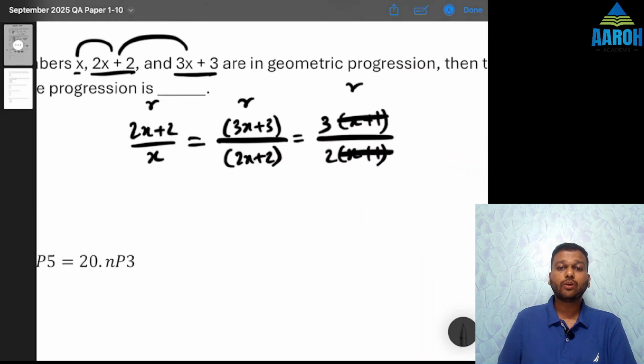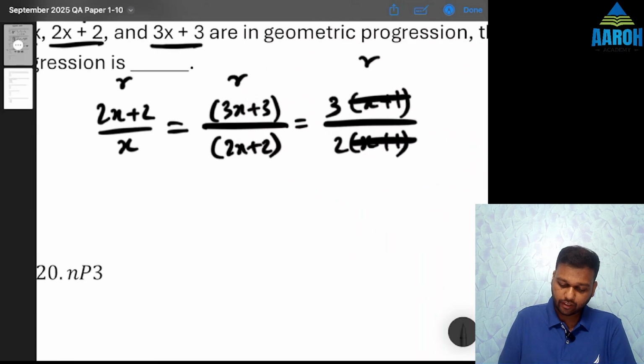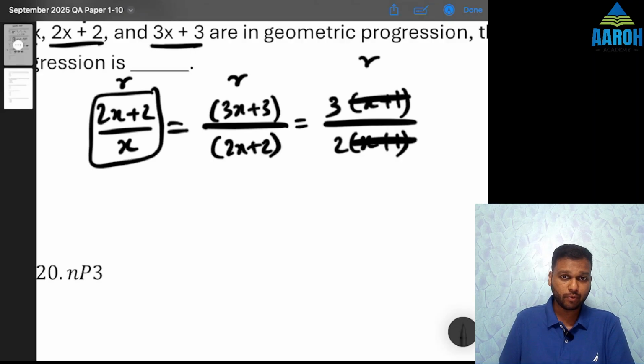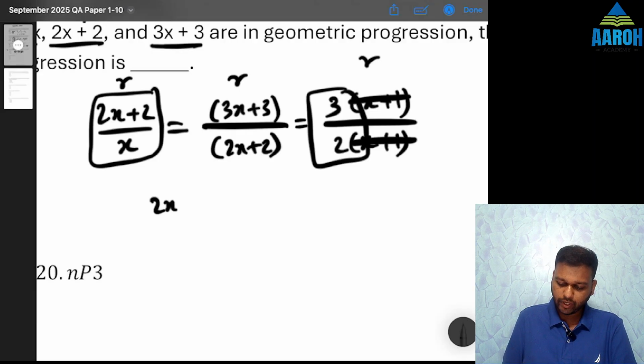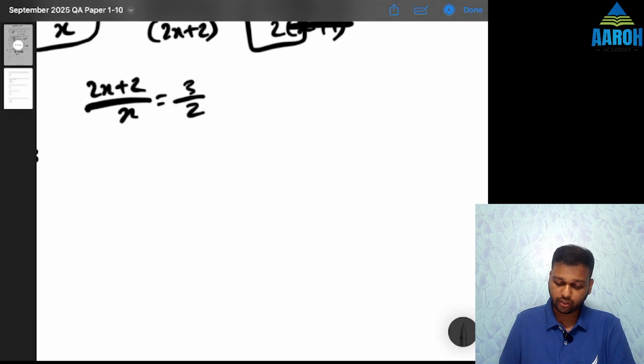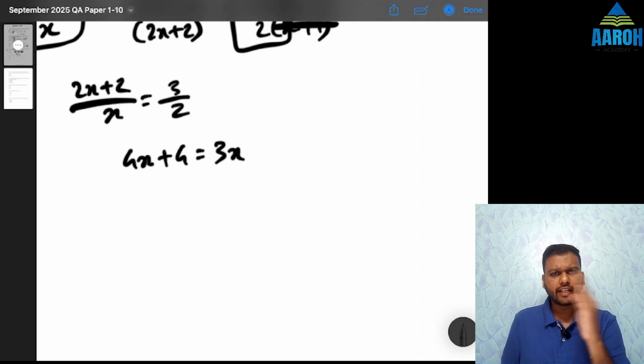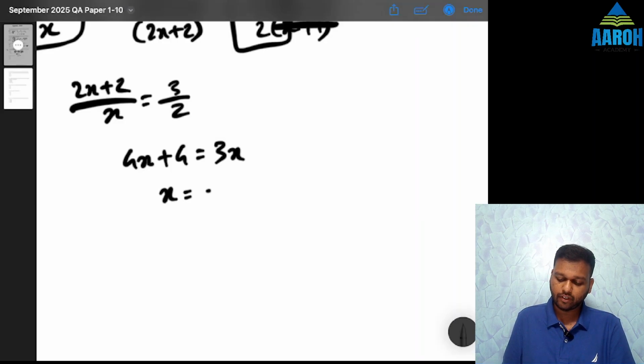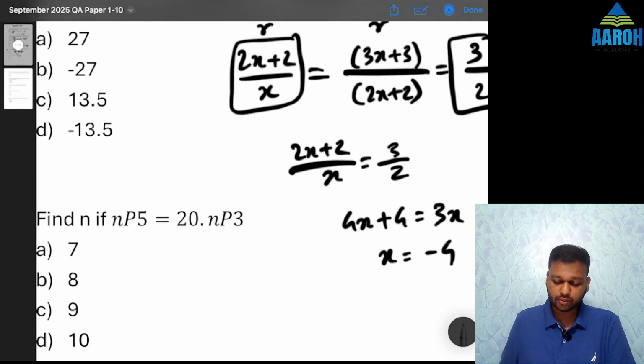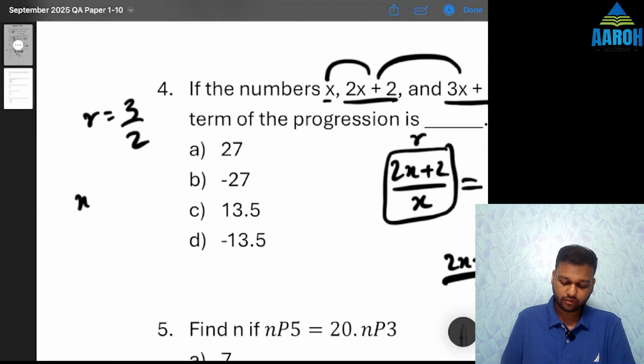Okay, now let's find x. We know that 2x plus 2 by x is equal to 3 by 2. So let's solve this equation. 2x plus 2 by x is equal to 3 by 2. Let's multiply on the opposite sides. 2 into 2x plus 2, that is 4x, plus 4 is equal to 3x. So if I take 3x to left hand side and 4 to right hand side, it will be x is equal to minus 4. So x is minus 4, we already know now.